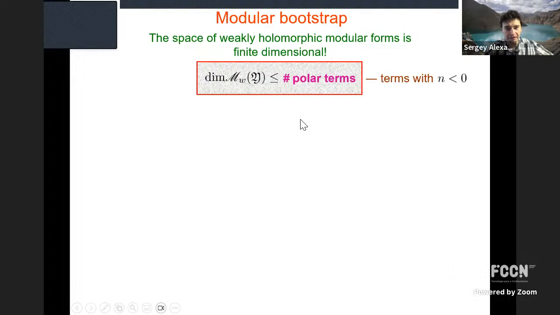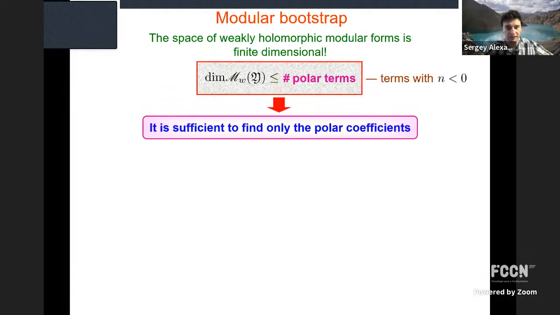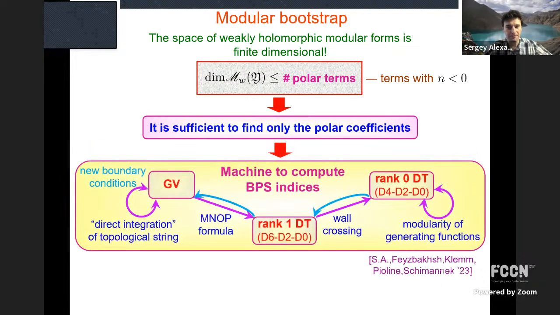And this means that if you somehow manage to compute the polar coefficients, or the coefficients of these polar terms, then you can restore the full generating function. So if you find a finite number of coefficients, you can get the full function which contains information about infinitely many invariants. And precisely this program we realized 2 years ago with Sahelov, Fisbach, Albrecht, Klem, Boris Pelin, Torsten Szymanek, for a family of one-parameter Calabi-Yaus.